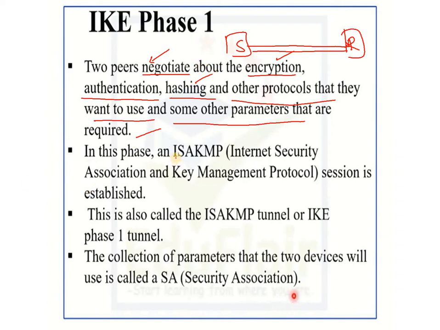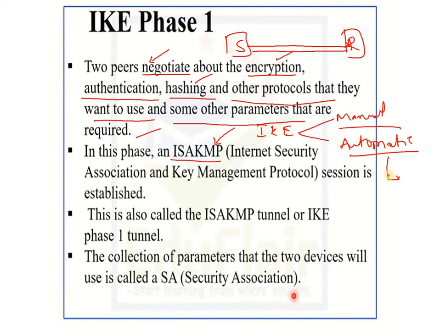In this phase, ISAKMP is a protocol which is present in IKE. IKE has two modes for the exchange of keys: one is manual mode, and the other is automatic mode. We will study what manual mode and automatic mode are later. In the automatic mode, we have two algorithms that we use to exchange the keys. One is ISAKMP, and another one we use is Oakley key.